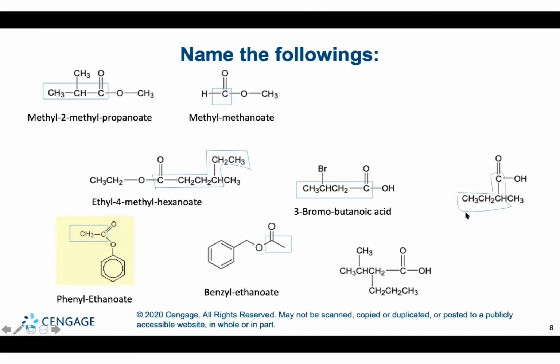Let's do this one, guys. That's the longest chain. That's the acid. So it's going to be 2-methylbutanoic acid. On carbon 2, I have a methyl group. This one will be 1, 2, 3, 4, 5. And on carbon 2, I have an isopropyl. So it's going to be 2-isopropylpentanoic acid.